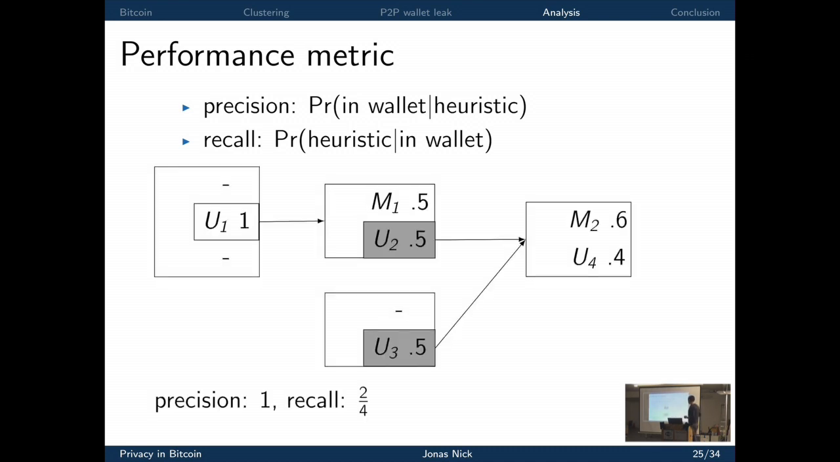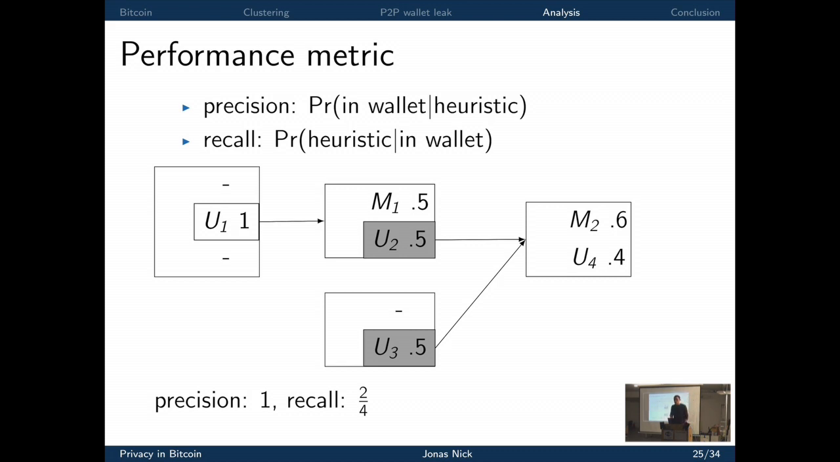So, for example, in this transaction graph, basically we apply the multi-input heuristic, let's say, to U2. Then we find U3. So we have a precision of 1, because the pub key that was found really belongs to the same wallet. And a recall of 2/4, because we only find 2 pub keys of the whole wallet, which has 4 pub keys.